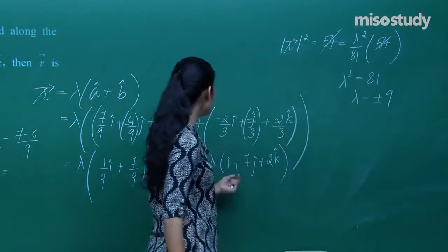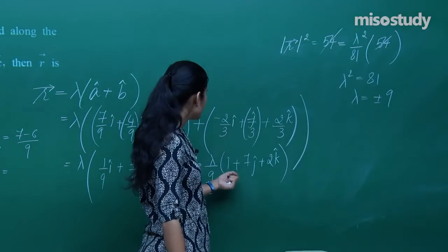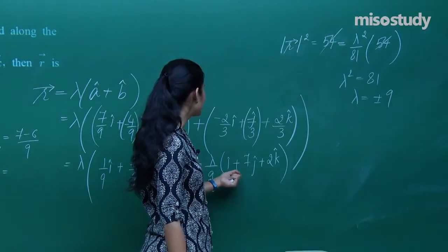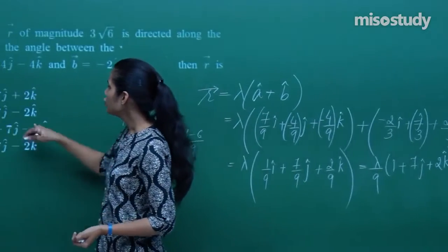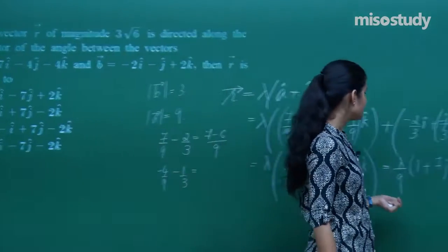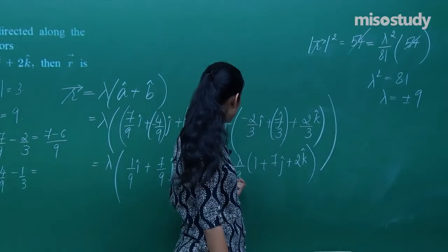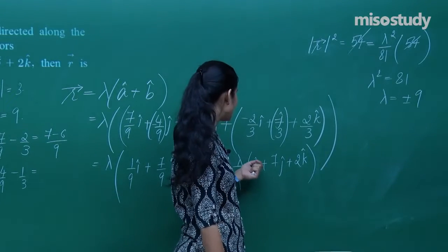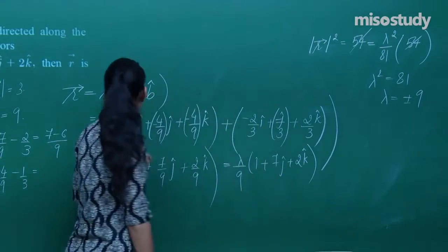So one vector will be i cap, because lambda will be 9, 9 upon 9 is 1. So one possible value of R vector is i cap plus 7 j cap plus 2 k cap. Or the second will be minus 9 upon 9, which is minus i cap minus 7 j cap minus 2 k cap. See over here, let's just look at one correction.